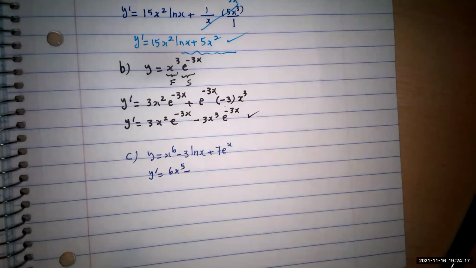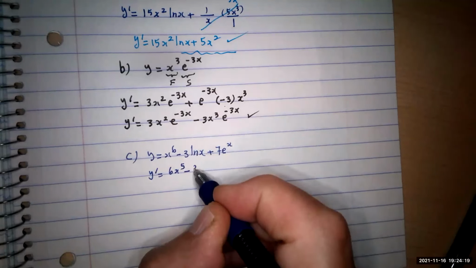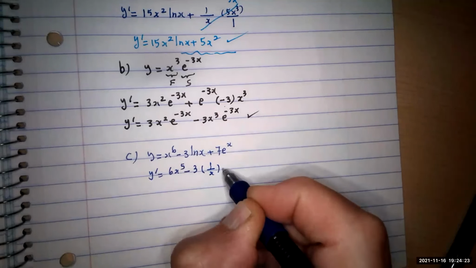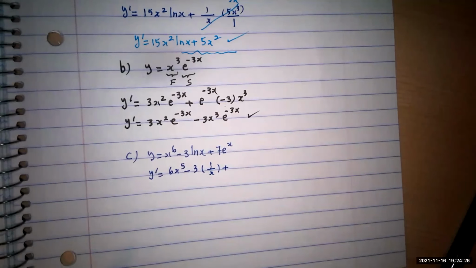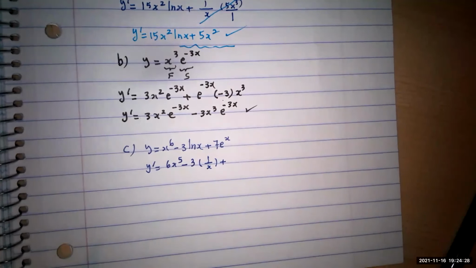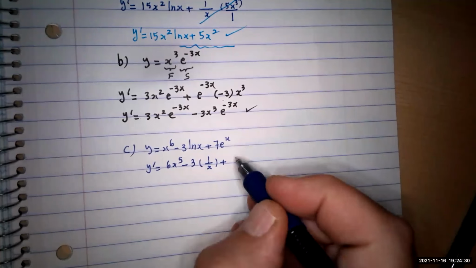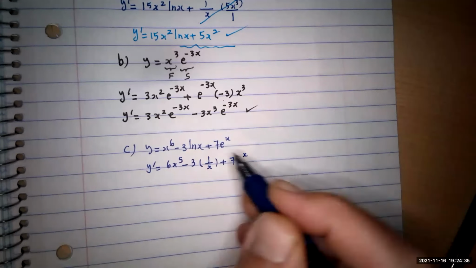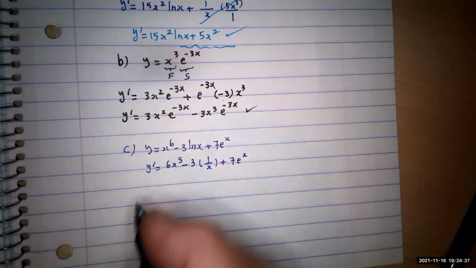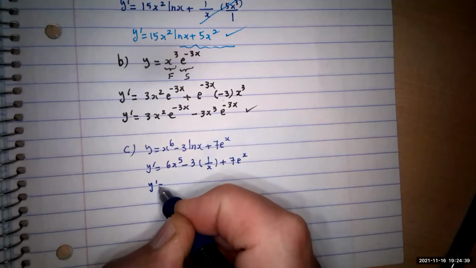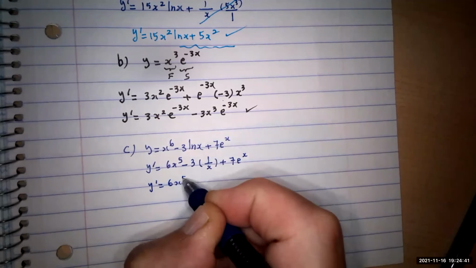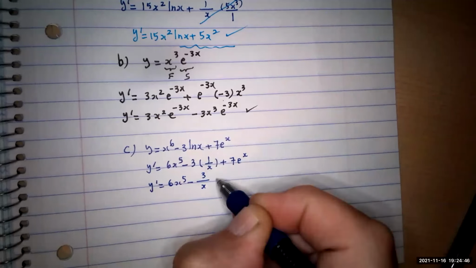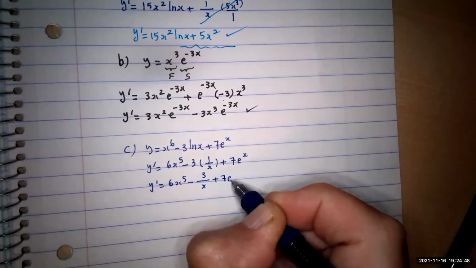It's going to be 3 times the derivative of ln x. The derivative of ln x is 1 over x, plus 7 times, again, you are not going to use product rule. It's going to be 7 times the derivative of e to the x, but the derivative of e to the x is just e to the x. See, no changes. So if you like, you write y prime equal to 6x to the 5th minus, you multiply this, 3 over x plus 7 e to the x.